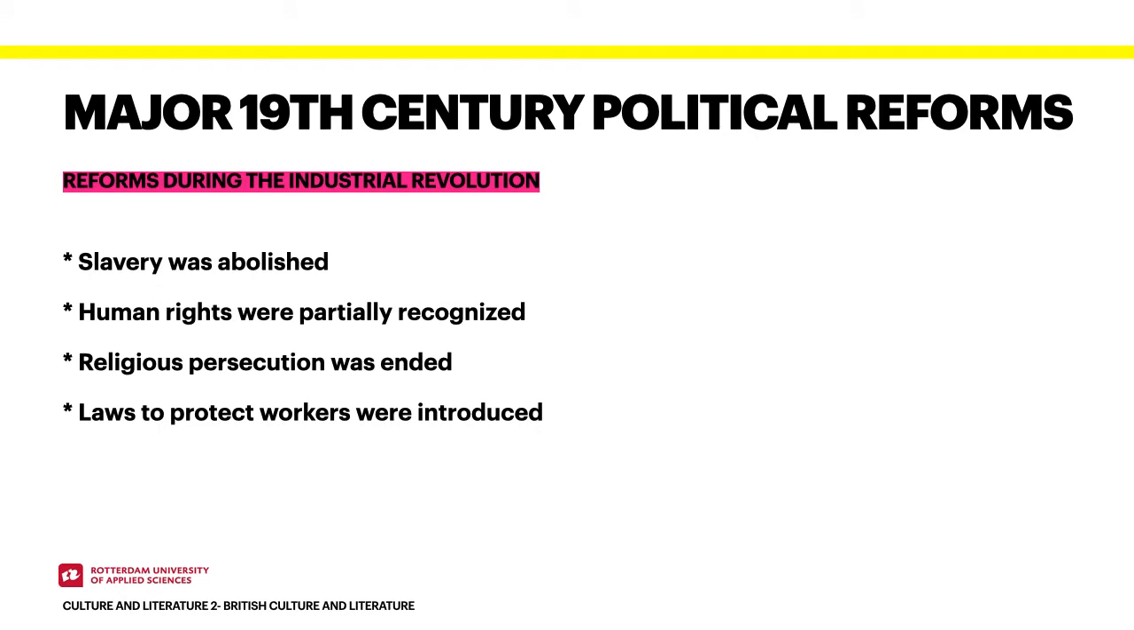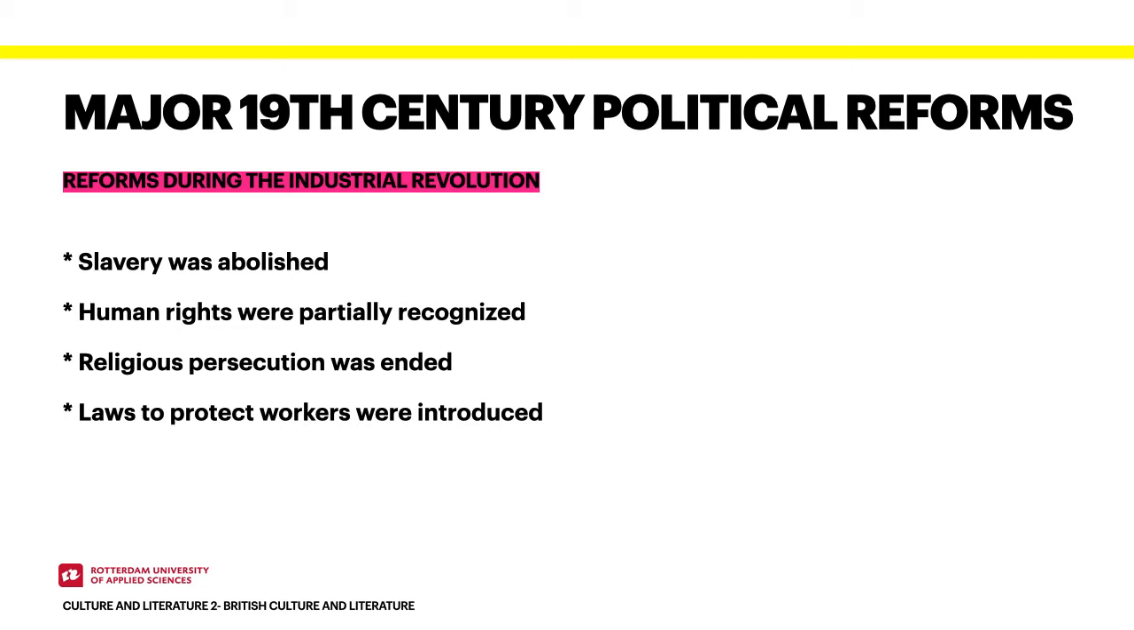In the 19th century, we see that many political reforms happened in Britain. It's important to note that the way that political reforms happened in Britain was by a type of design where they should not happen all at one time. Political reforms were seen as needing to be very gradual. So we see several political reforms, such as the abolishment of slavery, human rights starting to be recognized, religious persecution was gradually ended, and laws to protect workers were introduced.